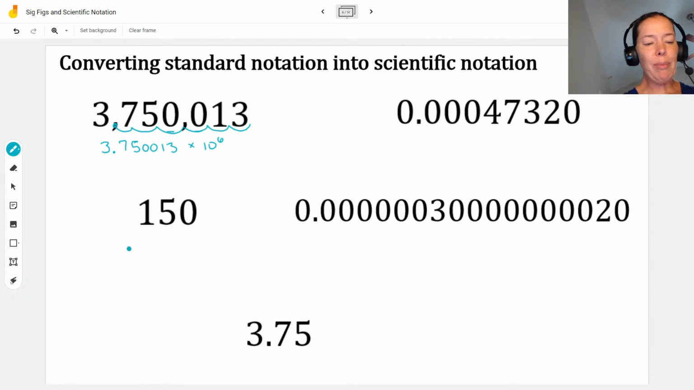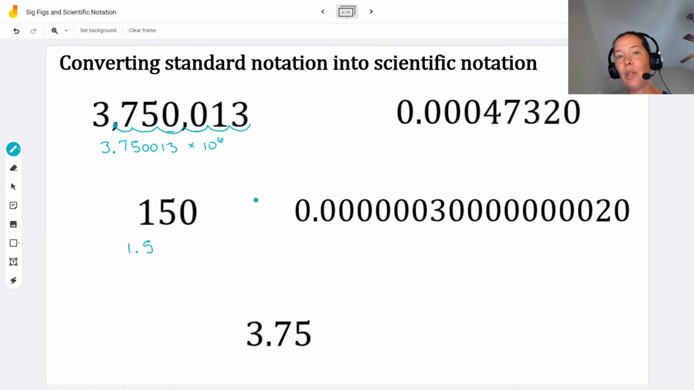Okay, let's do 150. All right, so I'm going to put my decimal in between my 1 and my 5. And now let's decide about this zero. Is this a significant zero? It's not a captive zero. It's not a leading zero. It's a trailing zero. But does it meet both of our requirements? No, it doesn't. It is to the right of a sig fig, but it's not to the right of the decimal. Also, there's no decimal point here, so I'm not using my quick and dirty rule. So that zero is not significant.